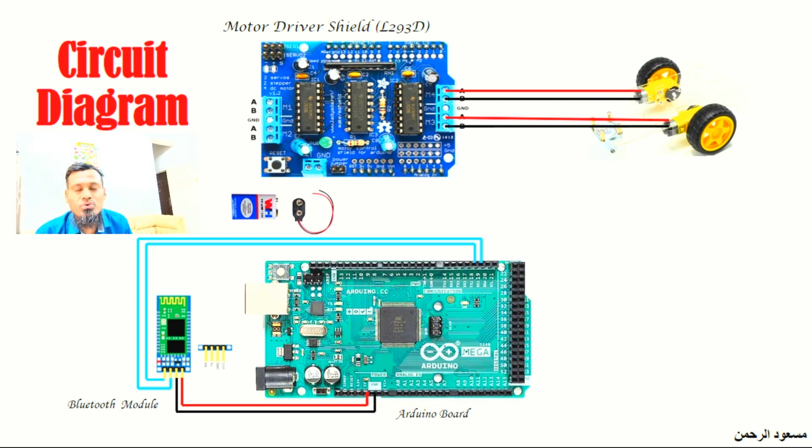But if you want to control the motor in forward, reverse, and also right and left turns, you have to use 2 motors. Because with one motor you cannot control the direction from right or left. Only front and back is possible.